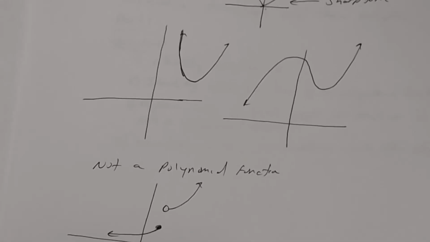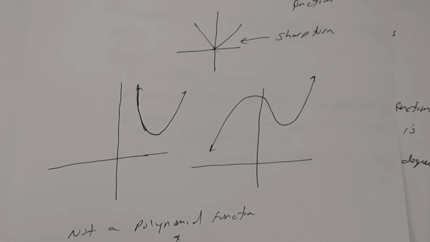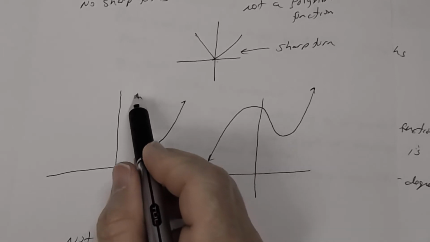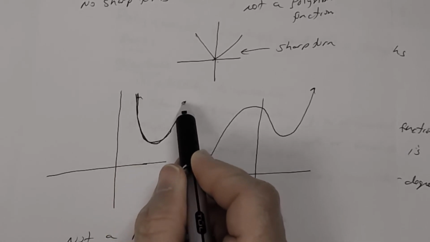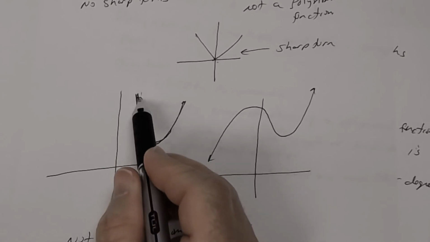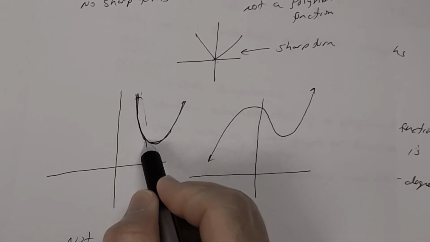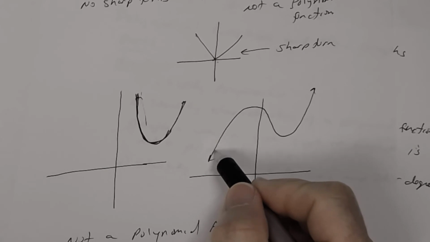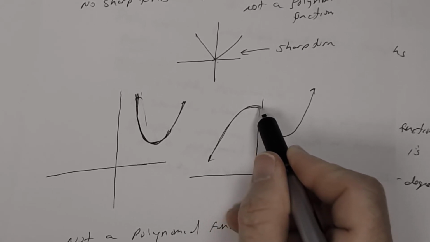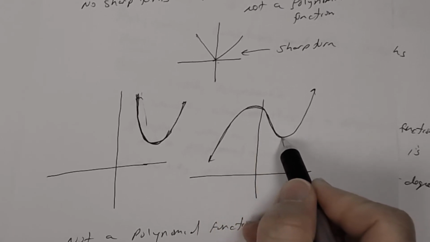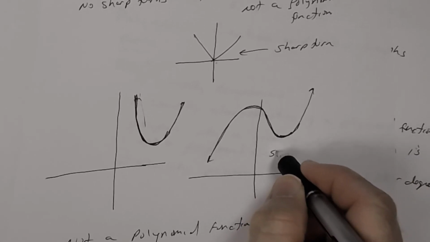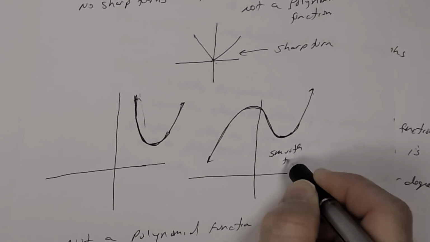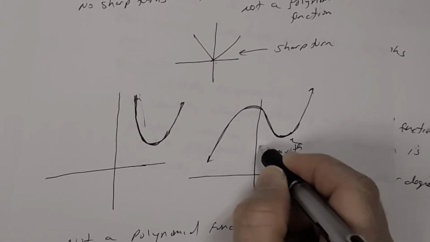See how when we talked about these, as we went from left to right, we noticed this was continuous. Continuous meaning no breaks. Continuous and smooth. Notice the turn. The turn is a smooth turn. Turn right here is a smooth turn. So these are smooth turns right here. Okay?